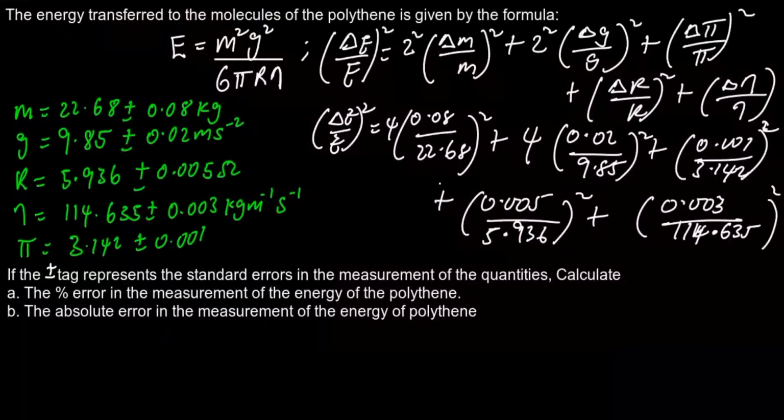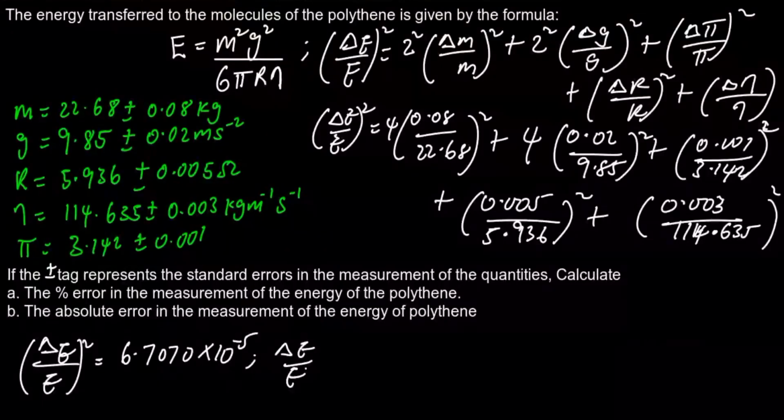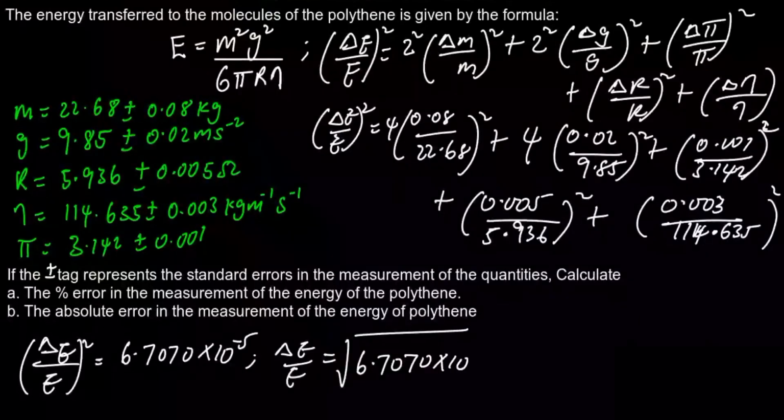So if I evaluate all this, delta E over E square, if I punch all this in my calculator carefully, I should be having 6.7070 times 10 raised to power minus 5. So delta E over E, square rooting both sides. If you square root this, I have square root of 6.0070 times 10 raised to power minus 5.